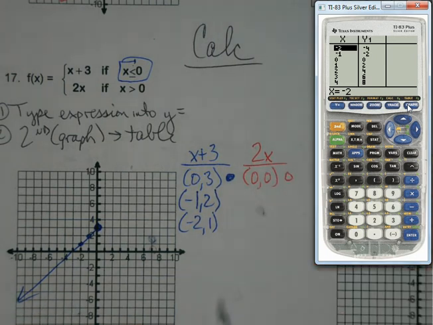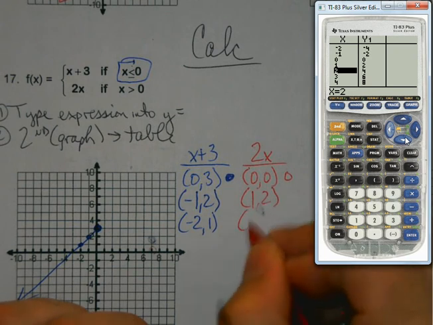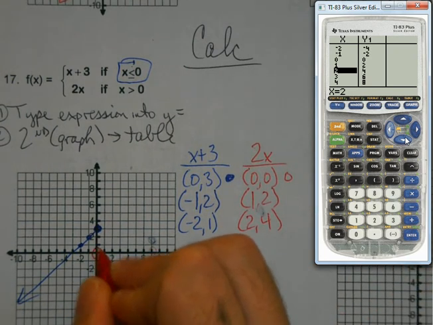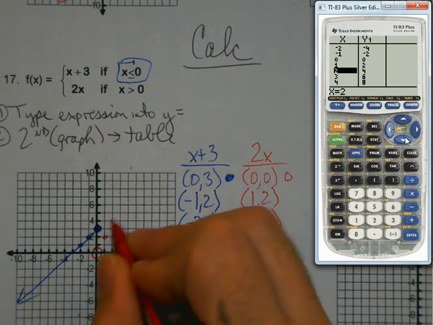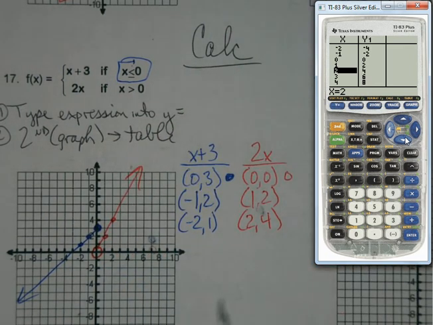But am I going to use -1 and -2 again? No. What am I going to use instead? 1 and 2, because I'm going to the right now. So 1 is 2, and 2 would give me 4. So 0, 0, open dot. 1, 2, 2, 4. Connect the dots. Calculator version. Don't care which one you use, but we gotta keep playing with these.